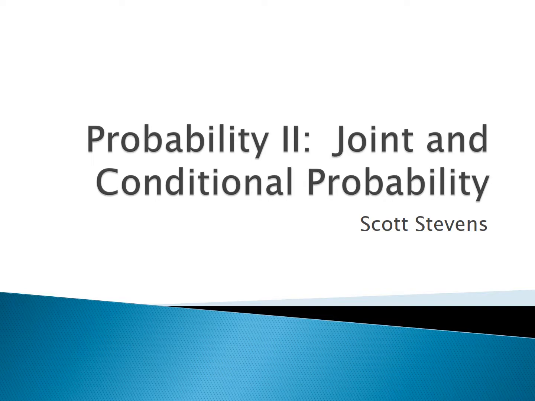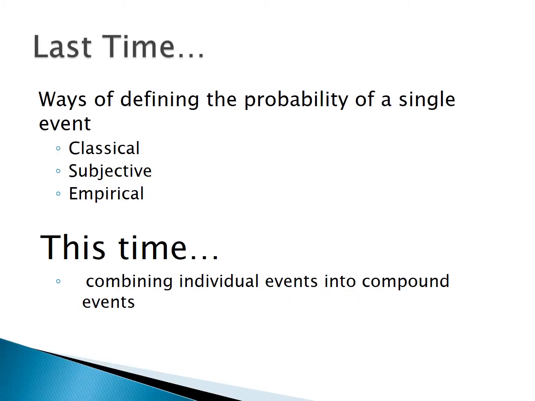Dr. Scott Stevens here with the second of our probability videos, this one on joint and conditional probability. Last time we talked about three different ways that we could assign probabilities, numbers, to events, things that could happen.